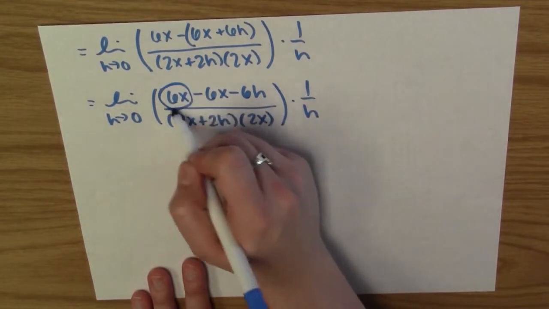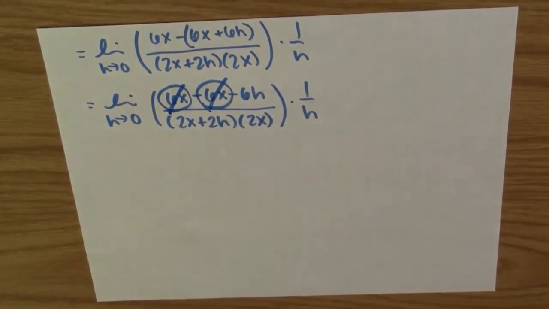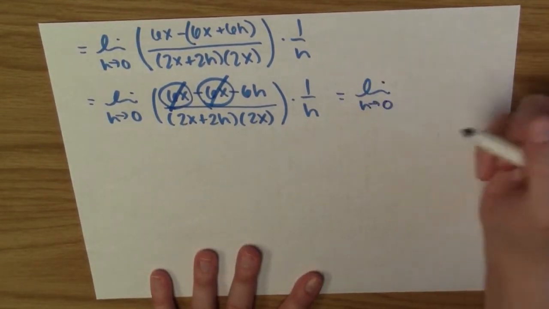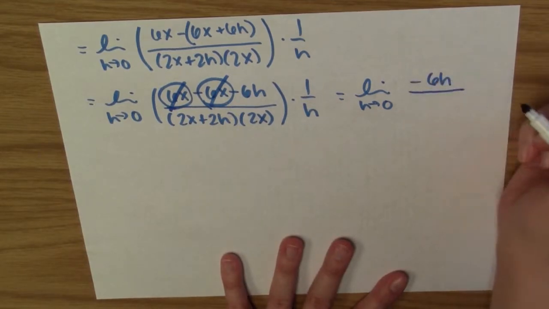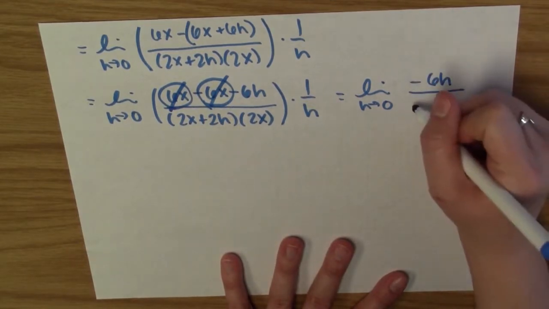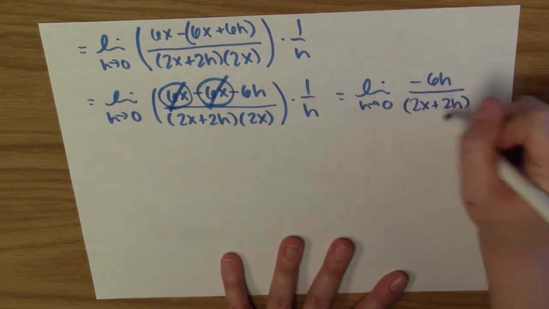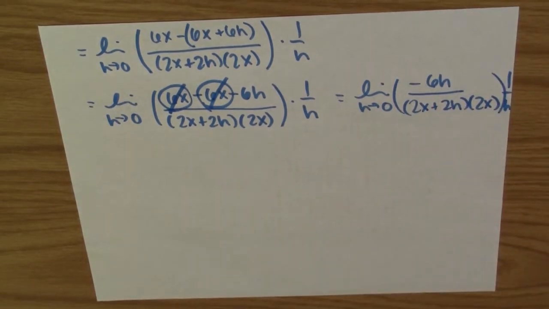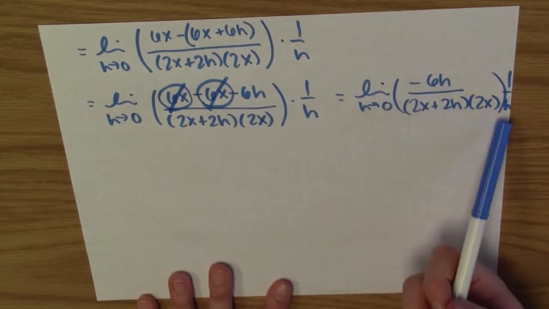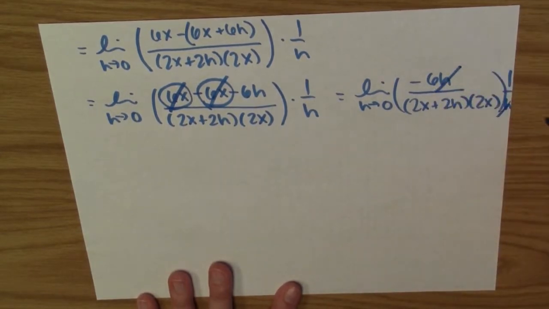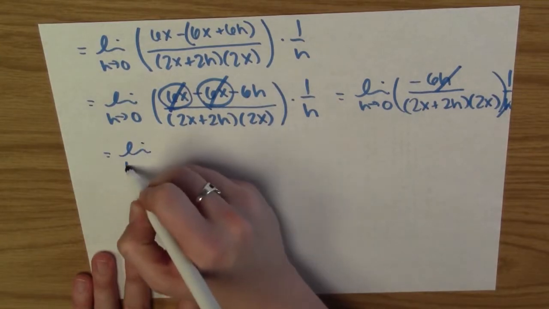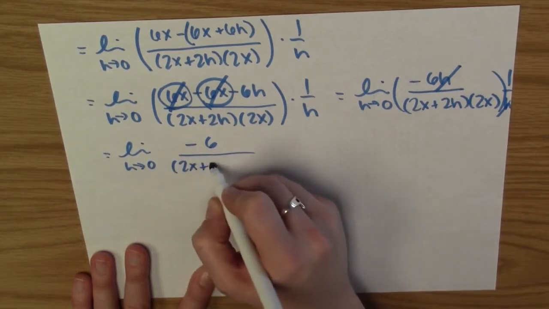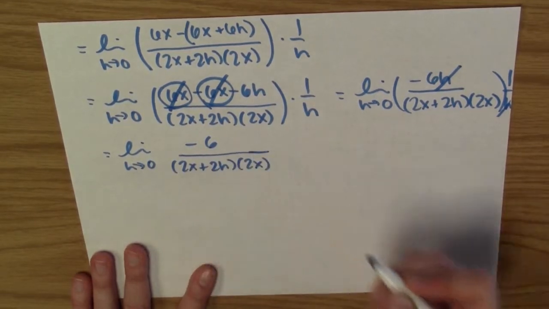Again, here's a 6x, here's a 6x. One is positive and one is negative, so they cancel. So what I have here is the limit as h approaches 0 of negative 6h all over 2x plus 2h times 2x, and then this is all being multiplied by my 1 over h. All right, now I have an h in the numerator and an h in the denominator, so I can go ahead and cancel those things. This leaves me with the limit as h approaches 0 of negative 6 over 2x plus 2h times 2x.